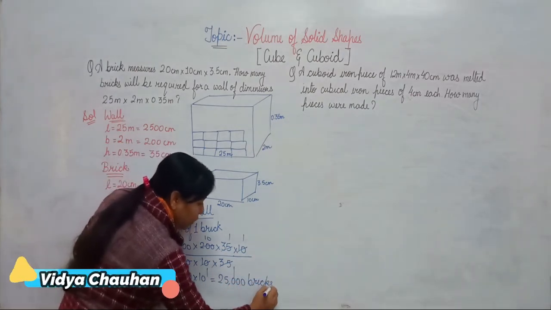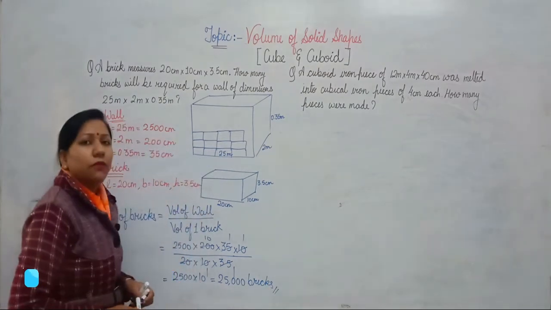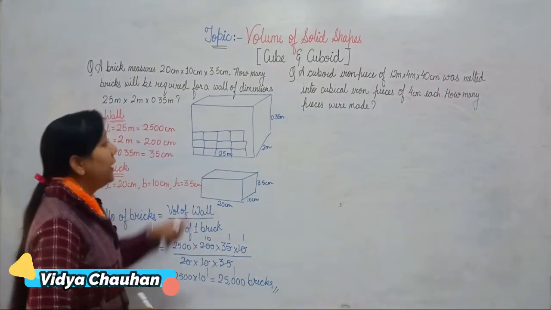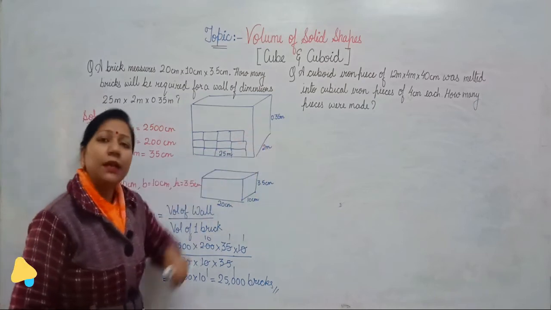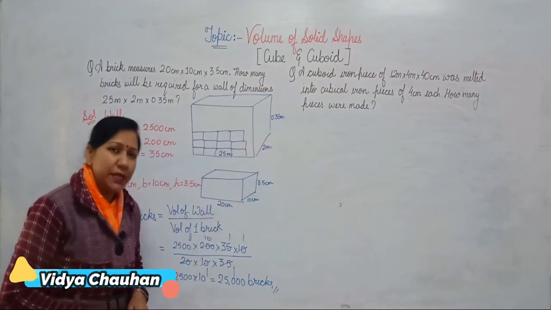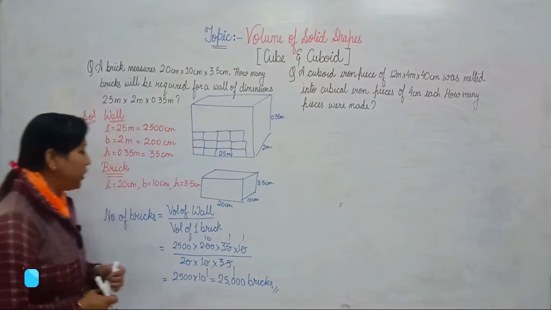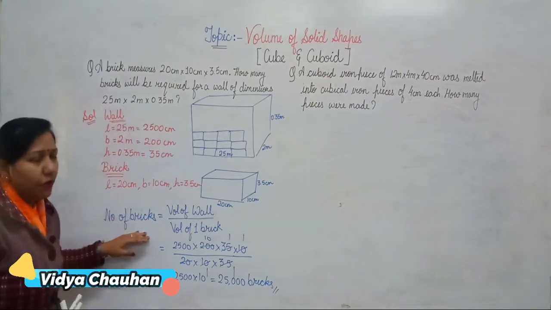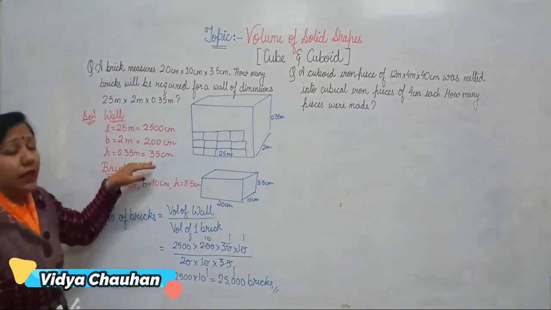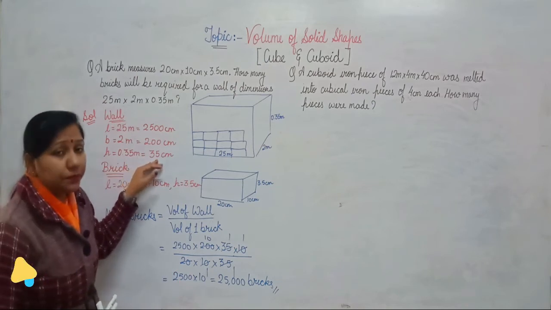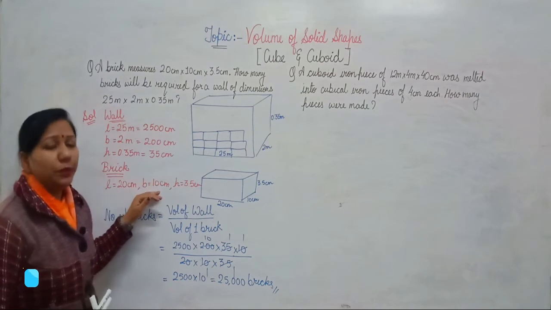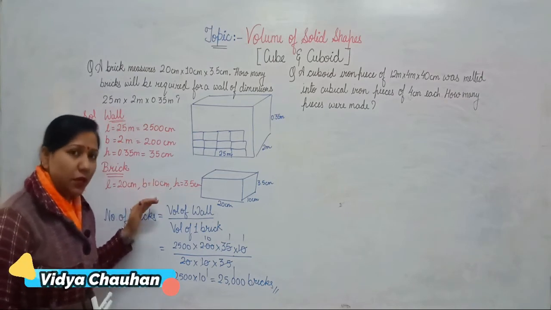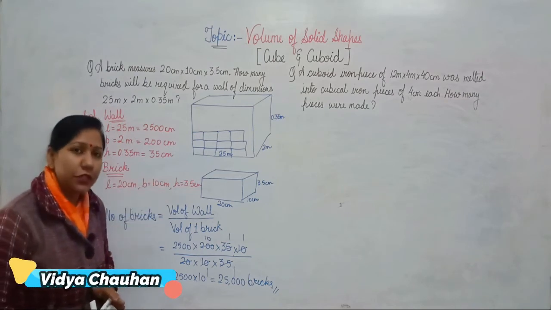So 25,000 bricks will be required to build a wall whose dimensions are 35 by 2 by 0.35 meter. Understood, students? So this is how you can find the number of bricks. The most important thing is to do the conversion. The units of the dimensions should always be the same. If they are not the same, then you have to do the conversion.